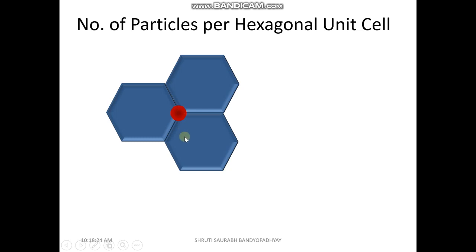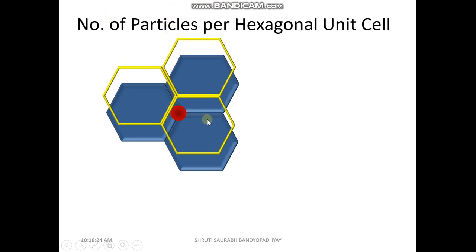Of course, you see, one such particle contributes to 3 hexagonal unit cells in this layer, but also there are 3 unit cells above this layer, like this one, the yellow. This particle, one particle alone, contributes to 6 unit cells, 3 in the immediate layer and 3 for the above layer. So one particle alone contributes to 6 unit cells.